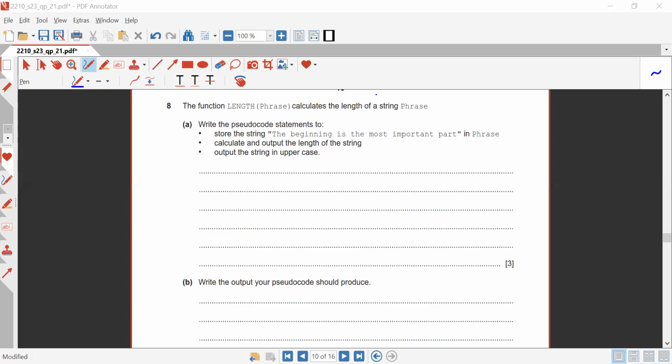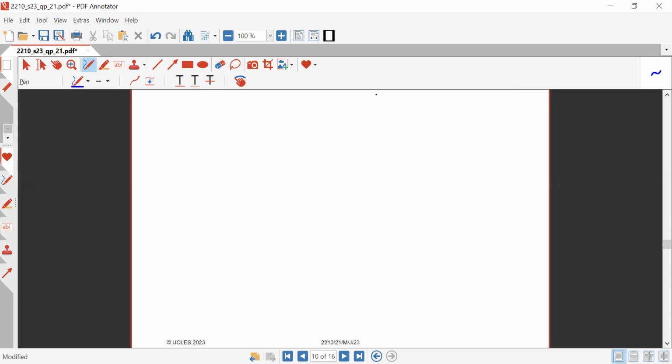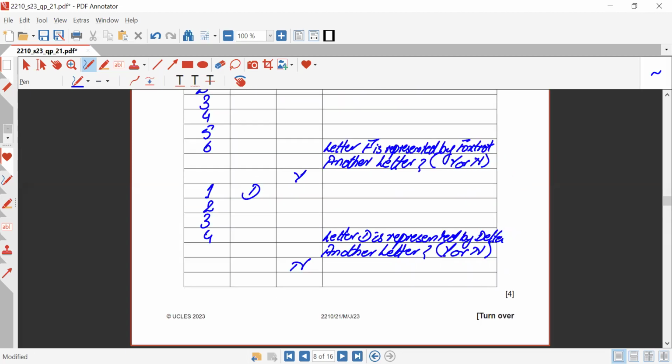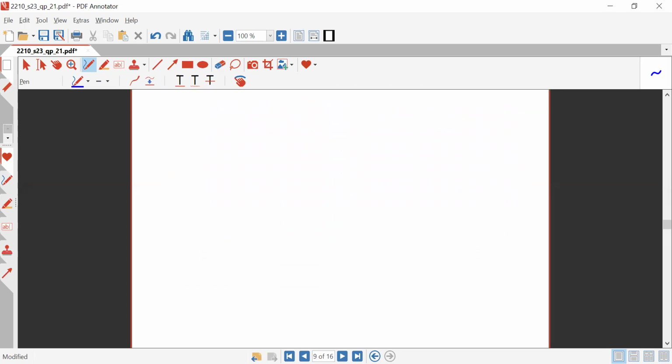Welcome to the next phase of this past paper, that is 2210 summer 2321. We are done with question number 7 in the last phase of this past paper. That was regarding the linear search and all. Now we will be going towards question number 8.